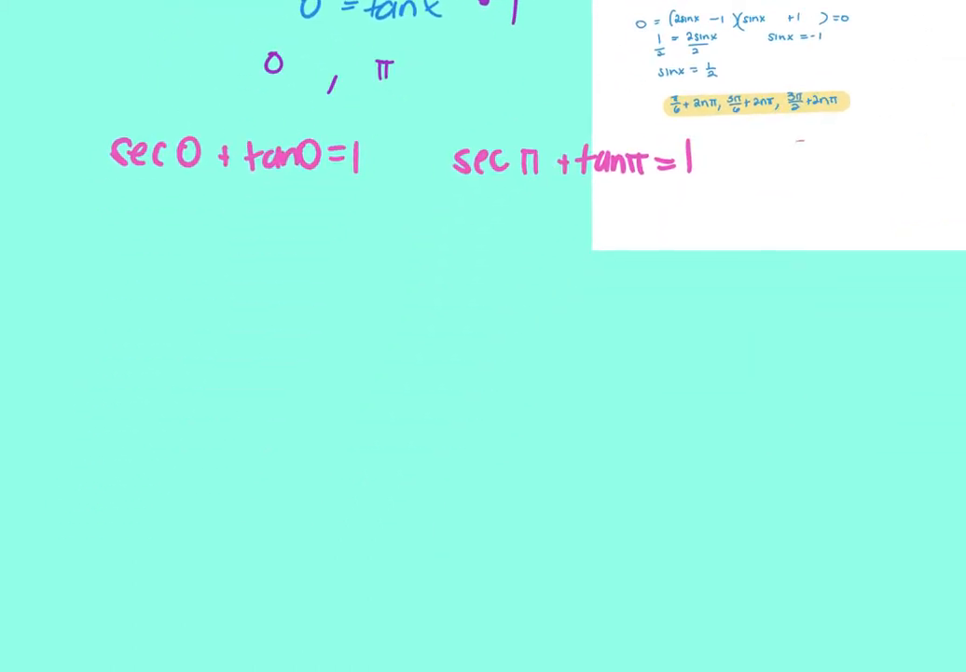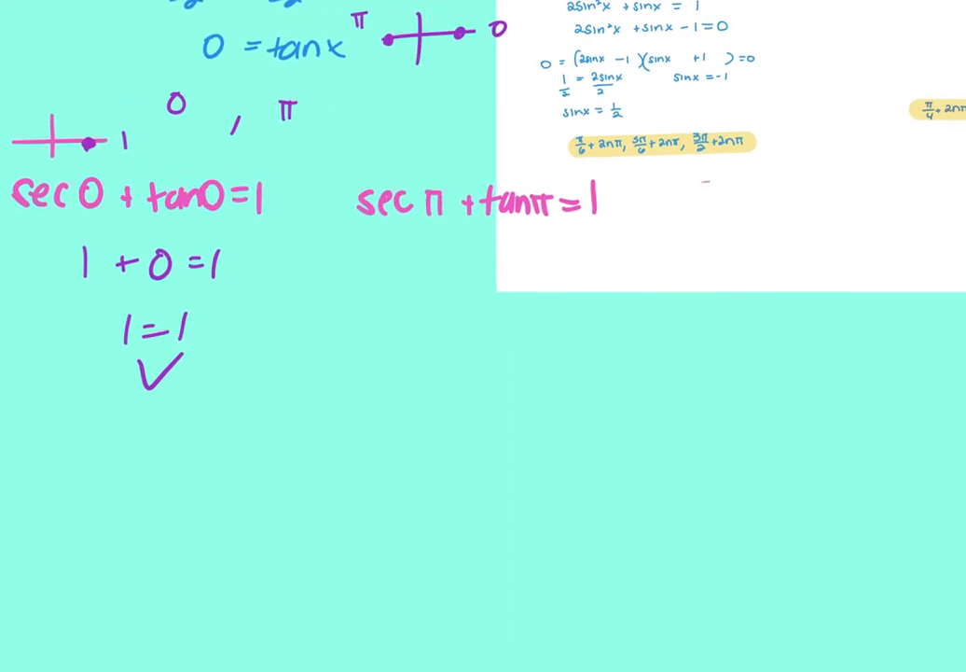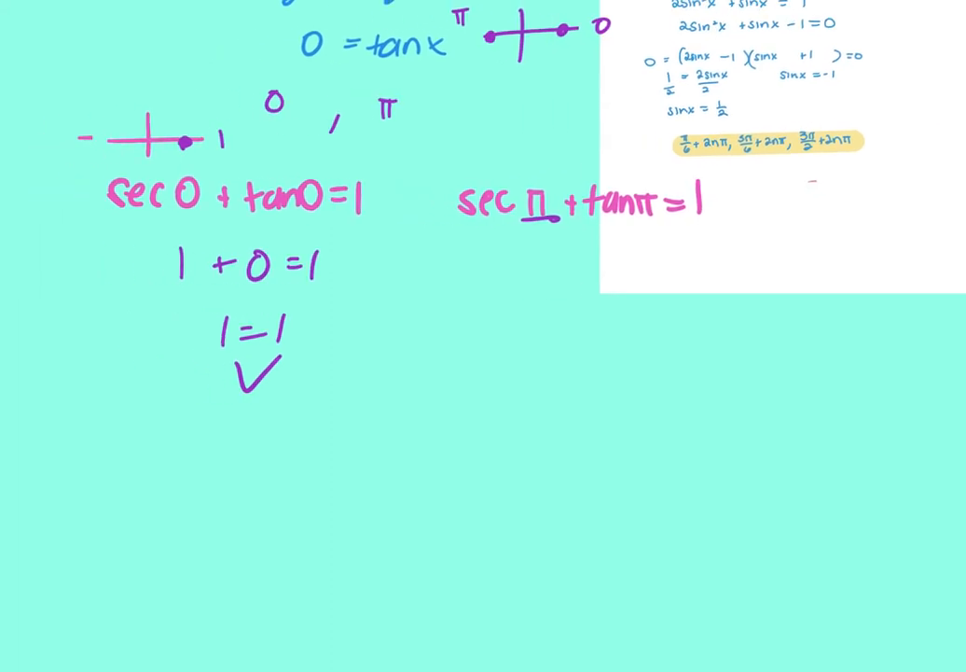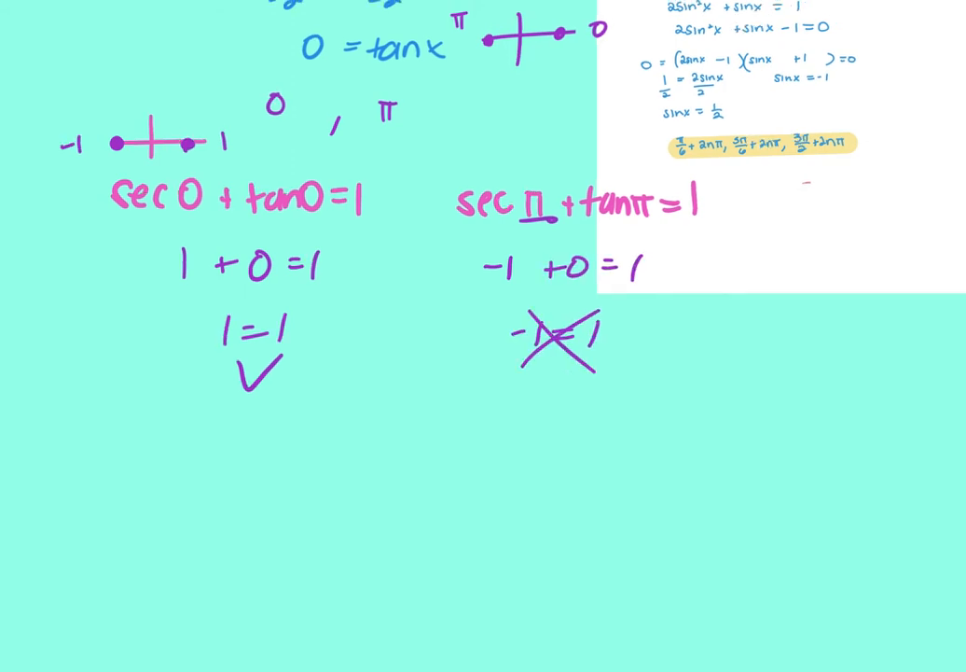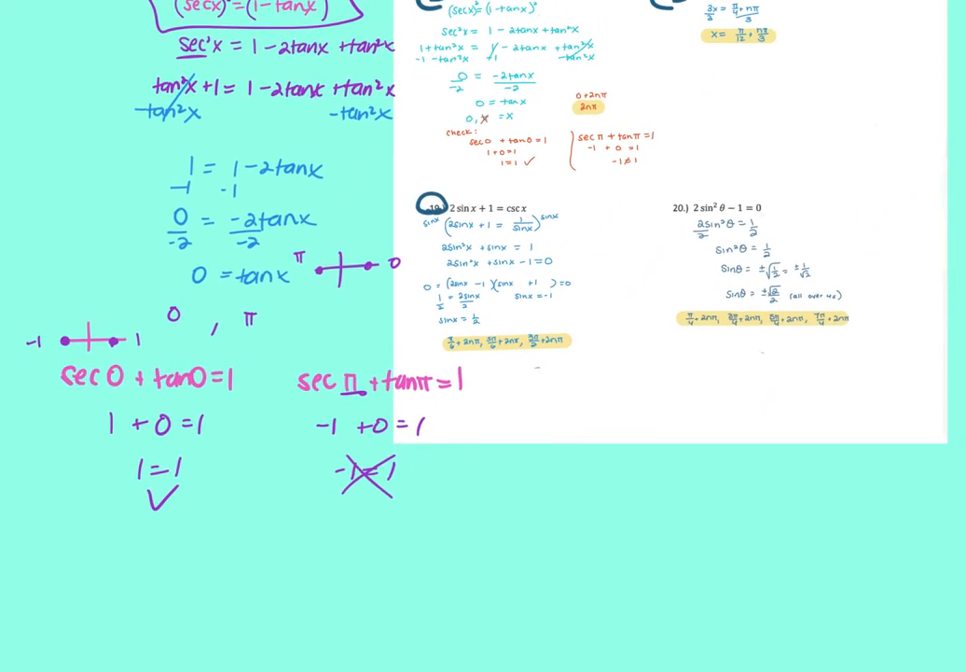So secant is the reciprocal of cosine. Cosine at 0 is 1. Reciprocal of that's still 1. Tangent at 0 is 0. This one works. Secant at pi is the reciprocal of cosine at pi, which is -1. So this becomes -1. Tangent at pi is 0, and that does not work. So we rule out the pi and keep the 0. And because it didn't give you the interval, it'd be 0 plus 2n pi, which is just 2n pi.